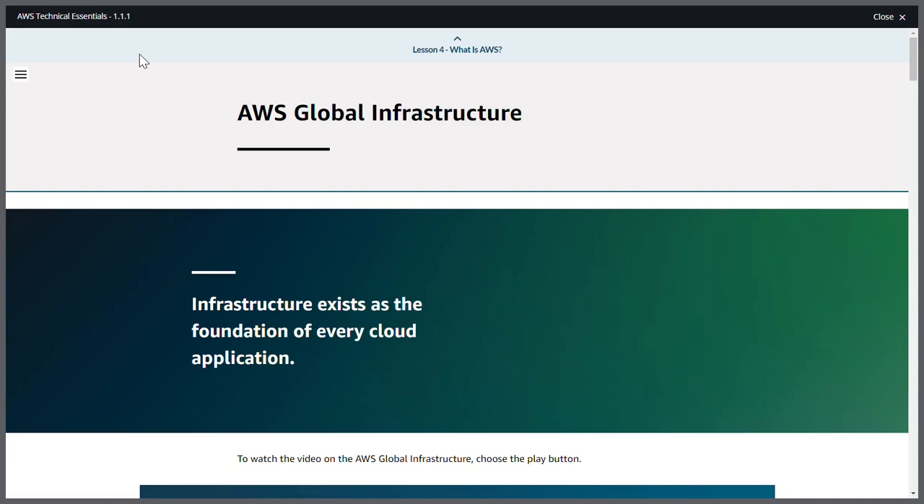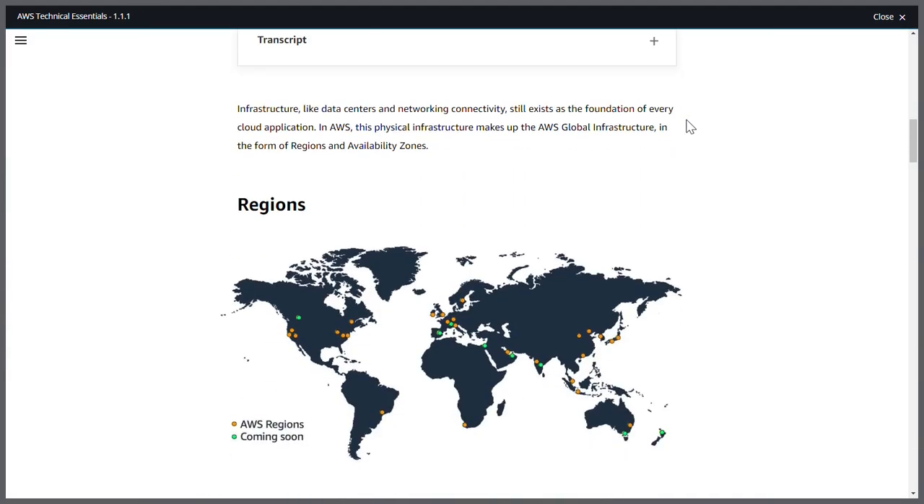Now, let's start the second chapter in this series, which is AWS's global infrastructure. As you can see on the screen, it starts with a video, which I'm not going to play here, but we can dive right into the concepts.